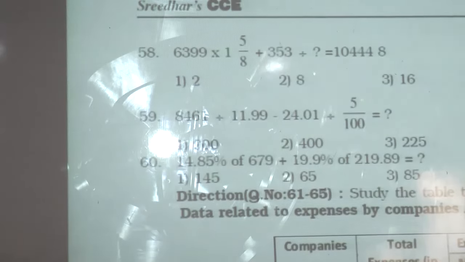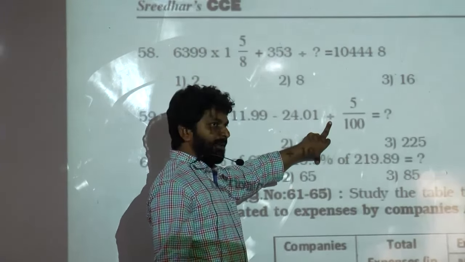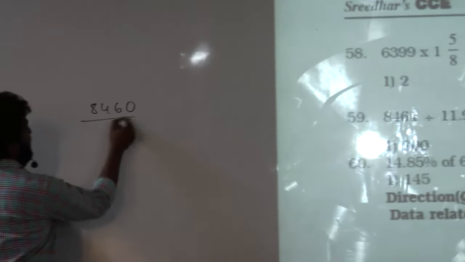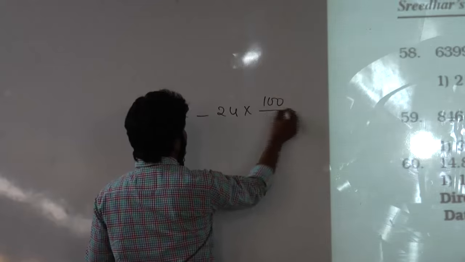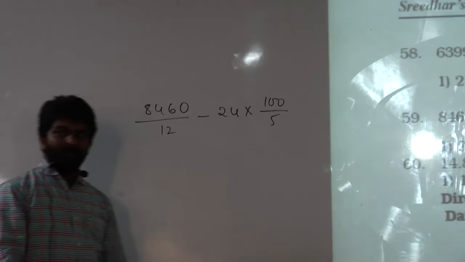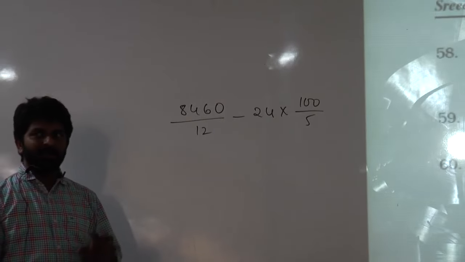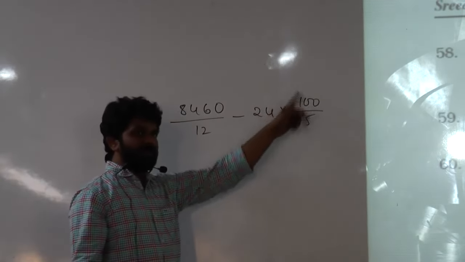Next. 8460 divided by 12 minus 24 into 100 by 5, divided by 5 by 100. I want to interchange the symbol, so you need to take the inverse of the number. 5 by 100 becomes 100 by 5 now.